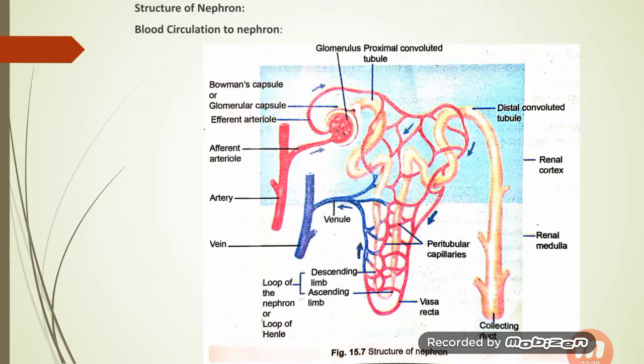Now the peritubular capillaries. After each efferent arteriole exits or leaves the glomerulus, it gives rise to a plexus of capillaries. Plexus means a complicated network of capillaries which are called the peritubular capillaries, and they will surround the proximal and distal tubules.